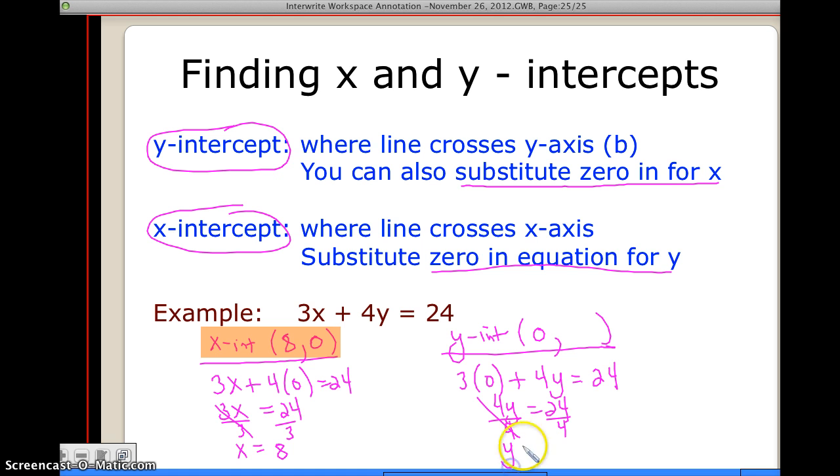Remember, if I'm going too fast for you, just put me on pause or have me repeat it. 24 divided by 4 is 6. So that means my y-intercept is at the point 0 comma 6. That's where it crosses the y-axis. So I could actually go ahead and graph these 2 points on the x and y axes and then connect them with a line, and that would be the equation of the line that they gave me originally in standard form, ax plus by equals c. A is 3, b is 4, and the c is the 24.